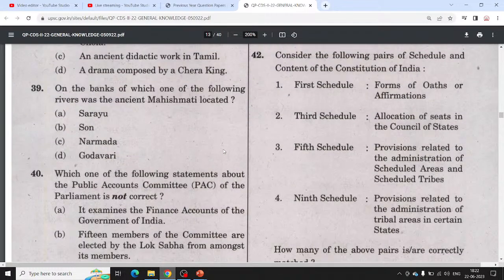First one is wrong. Second, third schedule, that is also wrong, because the fourth schedule talks about the allocation of seats in Rajya Sabha. Fifth schedule, what is that? It is correct: scheduled tribes and scheduled areas. Ninth schedule, what is that? Certain state, that is wrong because this is the sixth schedule. So only 3 is correct. So how many pairs are right?